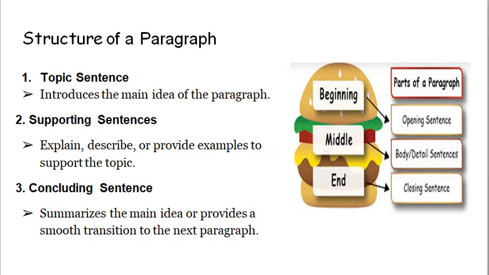Structure of a paragraph. Now that we know what a paragraph is, let's see how it is structured. Think of a paragraph like a mini essay. It has a beginning, a middle, and an end. It begins with the topic sentence, which is like a headline. It tells the reader what to expect. Then come the supporting sentences, where you explain your point, give examples, or add details. This is the meat of your paragraph. Finally, you end with a concluding sentence. This ties up your idea and can also hint at what's coming next.